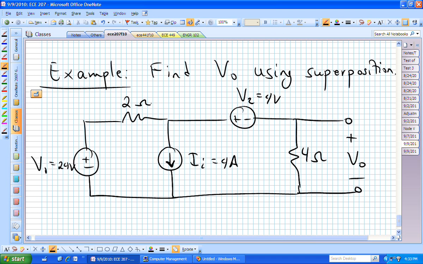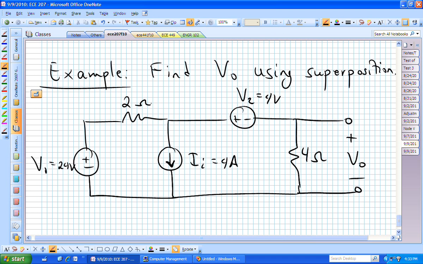What we are going to do is analyze this circuit 3 different times. The first time, we will keep V1 active. We'll leave it in place. We'll zero the other 2 sources, and we'll calculate what V0 is. We'll put that aside. Then we'll redraw the circuit with V1 zeroed and V sub 2 zeroed, and we'll work it with just I sub I active, and we'll find V0 with just the second source active. And we'll keep that on the side.